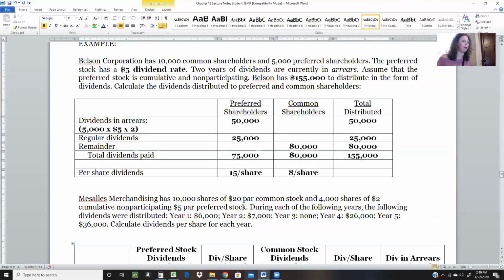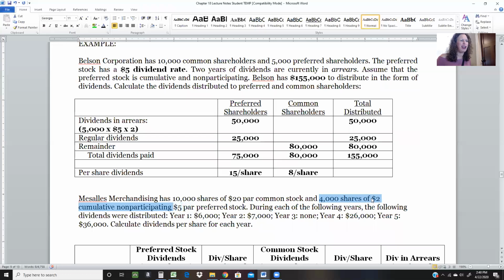So let's do another example. Okay, Masalas Merchandising has 10,000 shares of $20 par value common stock and 4,000 shares of $2 cumulative non-participating $5 par value preferred stock. That was a mouthful. Okay, so 4,000 shares of $2 cumulative non-participating $5 par value preferred stock.